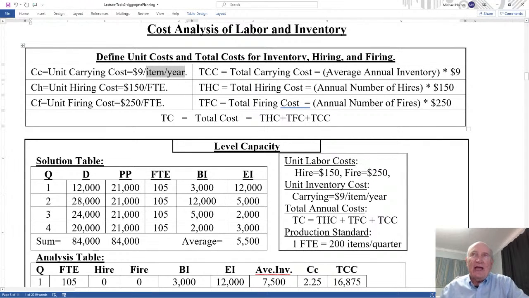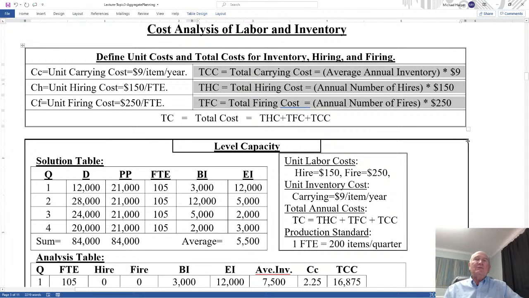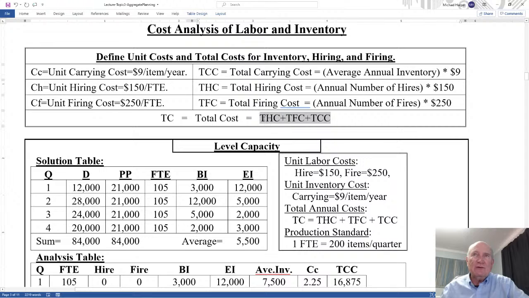Now, if I took the average annual inventory over a year times $9, then that's going to be my total carrying cost. If I take the number of annual hires and fires times the unit cost, those are my total hiring cost and total firing cost. These are the 3 total costs that we will be looking at, and we will be minimizing or analyzing the cost between the strategies. So if I add all 3 of those together, I'll just say total cost.